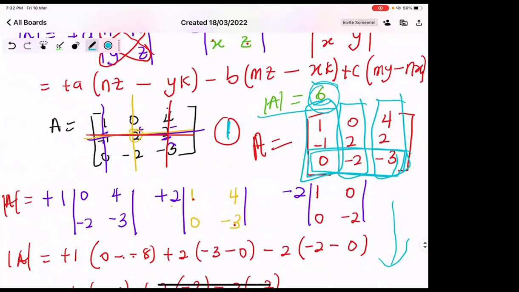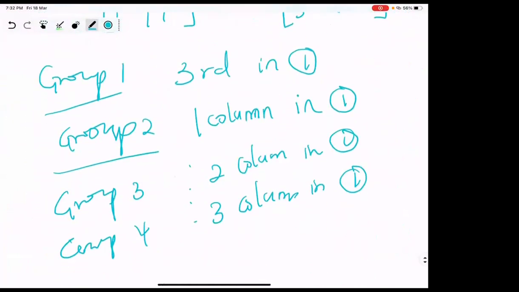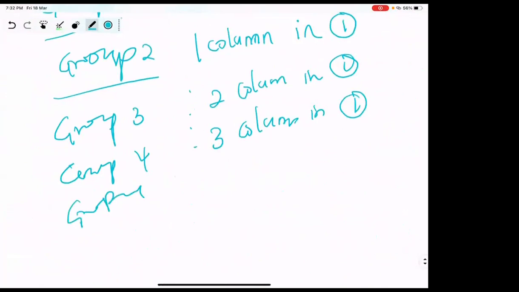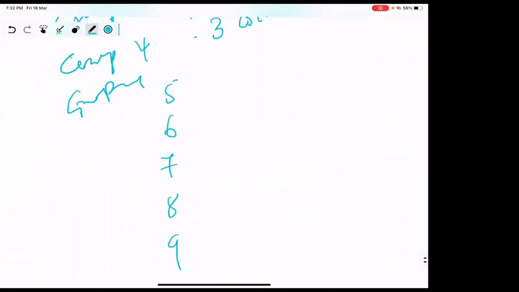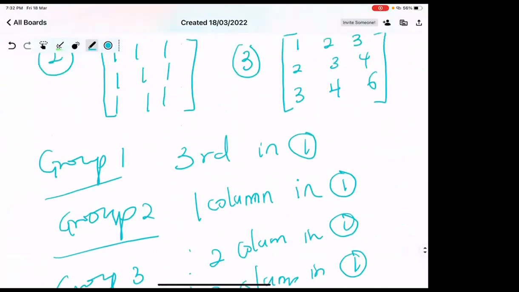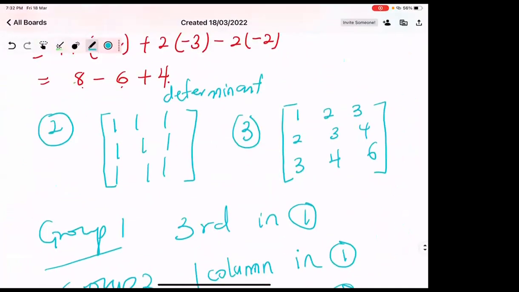So the same question, 4 group members, but each group will have a different row or column. Group 1 will use row 1, group 2 will use column 1, group 3 will use column 2, group 4 will use column 3. Then when we come to question 2, there are 9 groups: 5, 6, 7, 8, 9. Group 5 will use row 1.